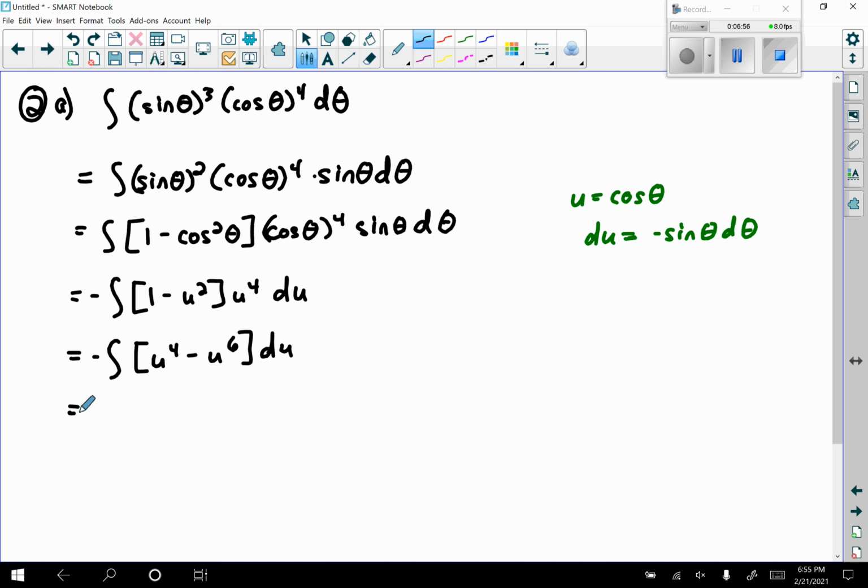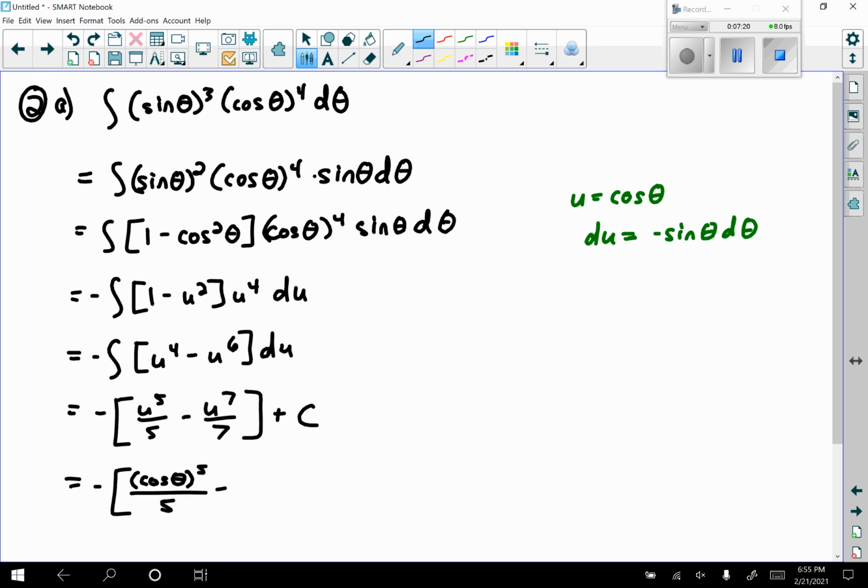And now we could take the antiderivative. So we're going to get the opposite of, we'll have u to the 5th over 5 minus u to the 7th over 7 plus c. And now we just want to bring back that u is equal to cosine theta. So we will have the opposite of, we'll have cosine theta to the 5th over 5 minus cosine theta to the 7th over 7, and then plus c.